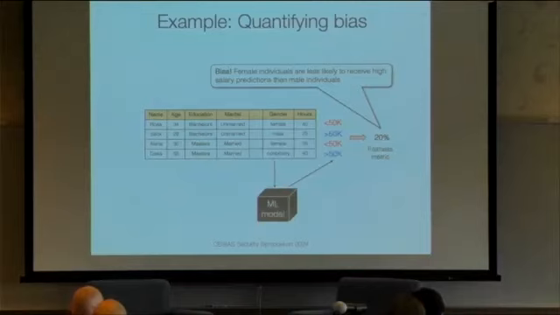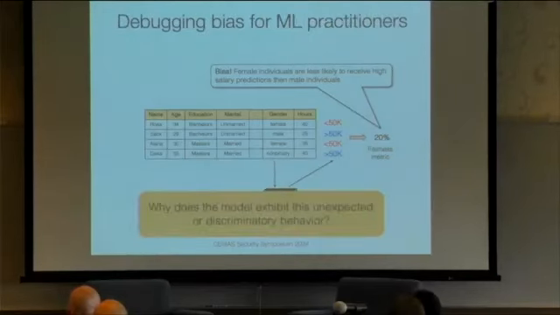So now let's say we have a system that gives us a particular amount of bias. Now, how can we debug the system? How do we understand why the model exhibits this kind of unexpected or discriminating behavior?